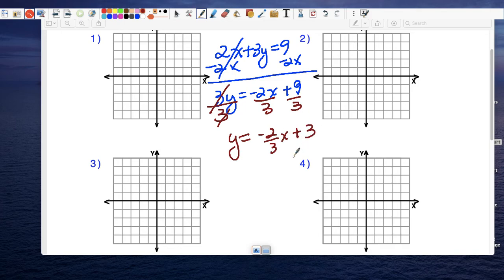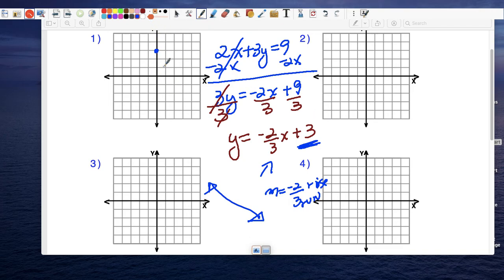Now that it's in slope-intercept form, I can easily see that 3 is my y-intercept. So I'm going to go 0, 1, 2, 3. I know that line is going to cross the y-axis at 3. It's a negative slope, so it's going to look something like this. And let me pull the slope out. It's going to be m equals -2/3. So this is my rise, and this is my run. Right? So -2/3.